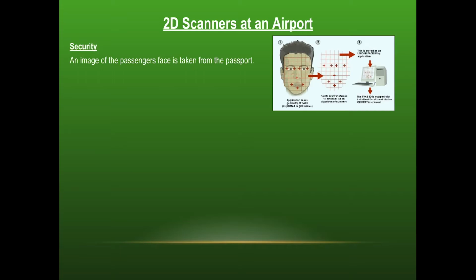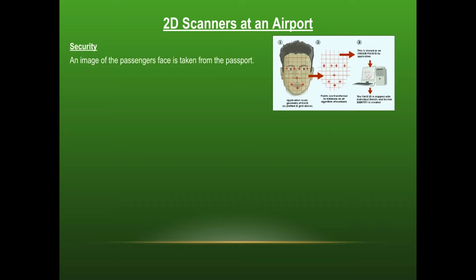So let's look at the security aspect. Well, that image is taken from the passport, and key positions on the person's face are then marked down. And these key positions will be compared against a photograph of the passenger taken in real time.